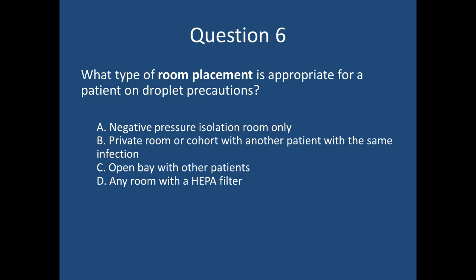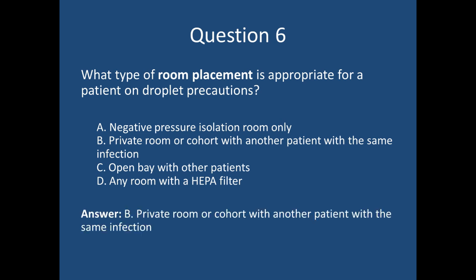Question number 6. What type of room placement is appropriate for a patient on droplet precautions? A. Negative pressure isolation room only. B. Private room or cohort with another patient with the same infection. C. Open bay with other patients. And D. Any room with HEPA filter. And the answer is B. Private room or cohort with another patient with the same infection.